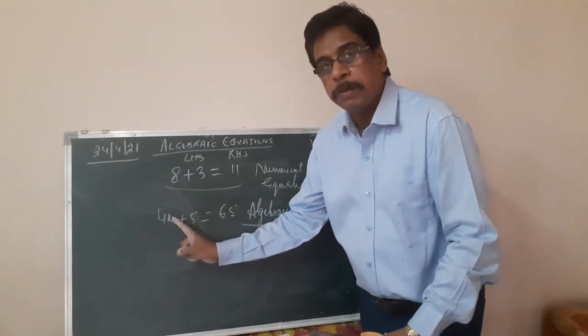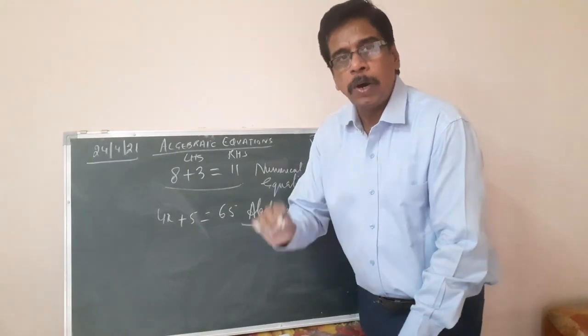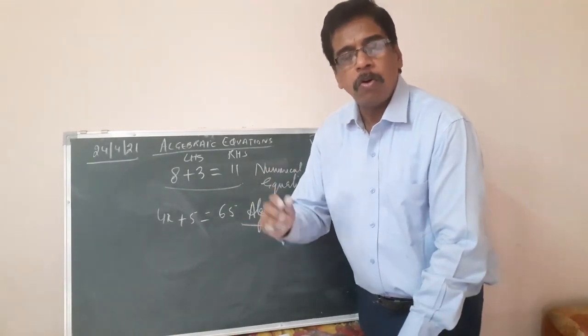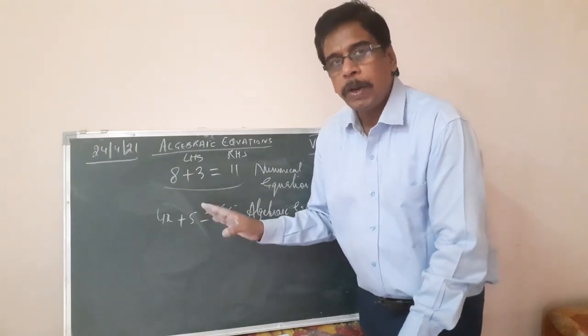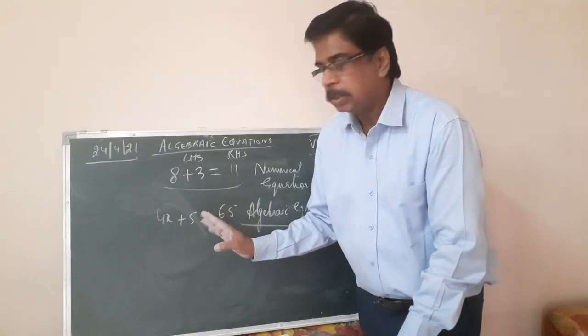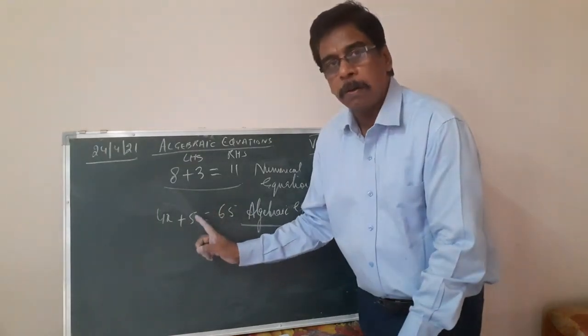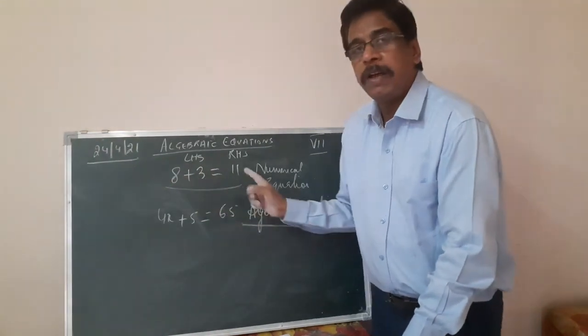These are known as variables. When we do not know any quantity, we take it as x or y or z or a or b or c or p or q, etc. That is why they are called algebraic equations. They have variables as well as constants. Constants are numbers. Whereas in this case, they are only numerical values.